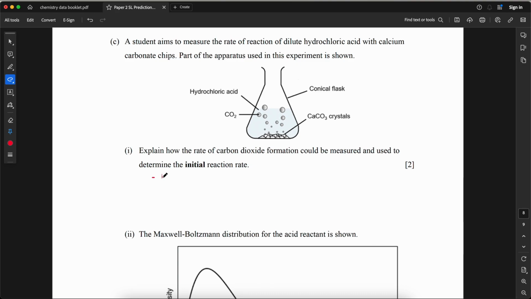You can measure the change in volume of CO2. Also, you can measure the change in pressure of CO2, or measure the change in mass of solution.